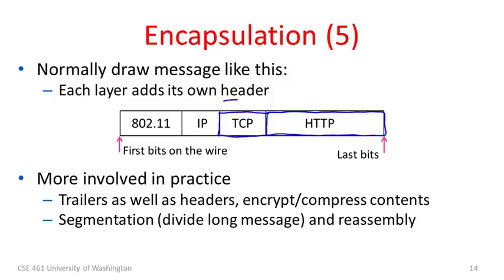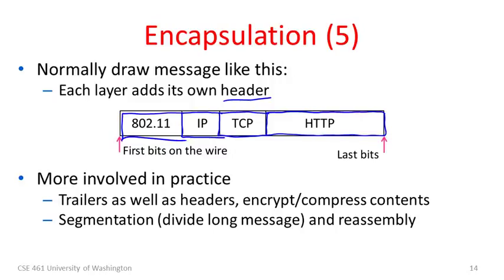The information that goes to the front is called a header. When it passes it down, IP adds its own header, and similarly 802.11 adds its own header. The leftmost portion here shows the first bits that go out on the wire, the 802.11 bits, and the rightmost side shows the last bits which go out on the wire, and they're the higher layer content. This is a fairly simple representation of a packet. If you look at real packets, you'll see it's a little more involved in practice.